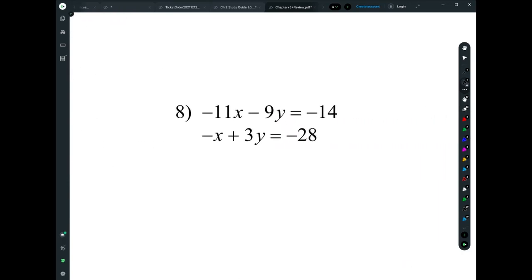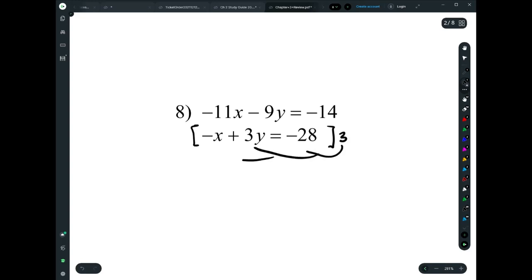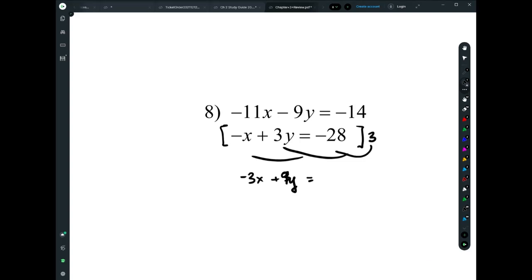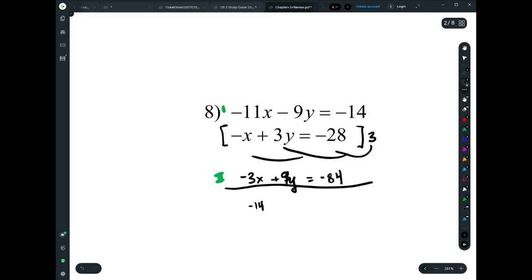Sometimes you can cancel out the y's. So notice in the bottom equation here, if I just multiply this one by 3, it's then going to become negative 3x plus 9y, and negative 28 times 3 is negative 84. So now, when I add together the first equation and the second equation, the y's will cancel. I would have negative 14x, y's are gone.